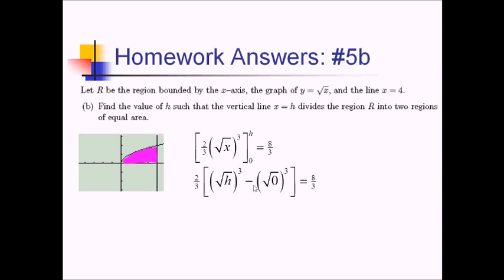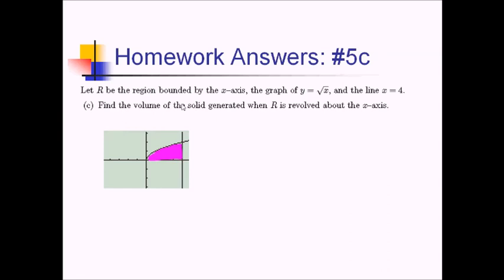I'm just going to multiply everything by 3. So now I just have 2 h to the 3/2 equals 8. I just multiplied both sides of this equation by 3. Now to solve, I divide by 2, and I'm going to raise both sides to the 2/3 power, the reciprocal power. So I have h equals 4 to the 2/3. This is the cube root of 4 squared, but it's a constant, so I don't really need to go any further than this. I'm done with this problem part.